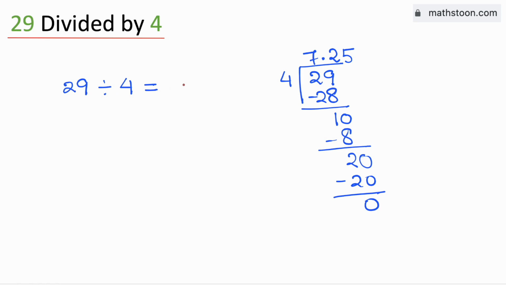Therefore, 29 divided by 4 is equal to 7.25. And this is our final answer.